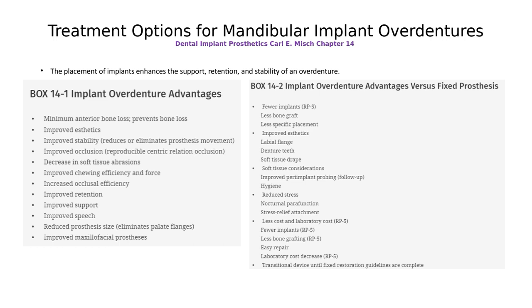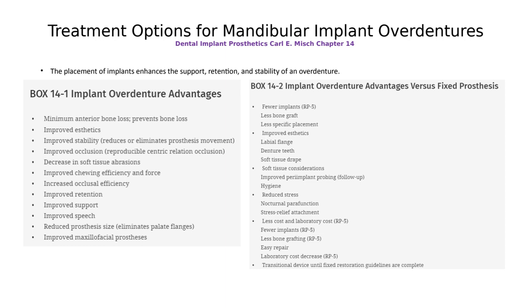And improve the maxillofacial prosthesis. Sometimes when we design a denture, we have to meet certain parameters in terms of the thickness of the denture. So in some cases for implant-retained overdentures, that can be simplified and reduced.